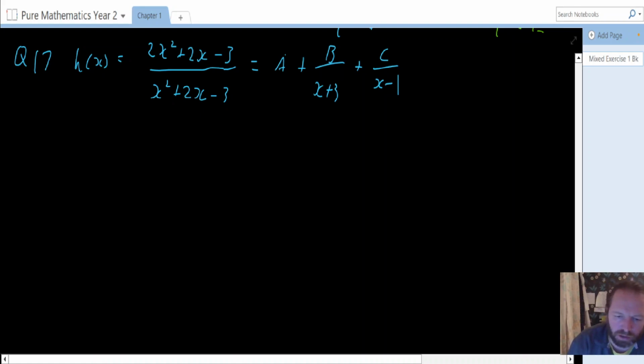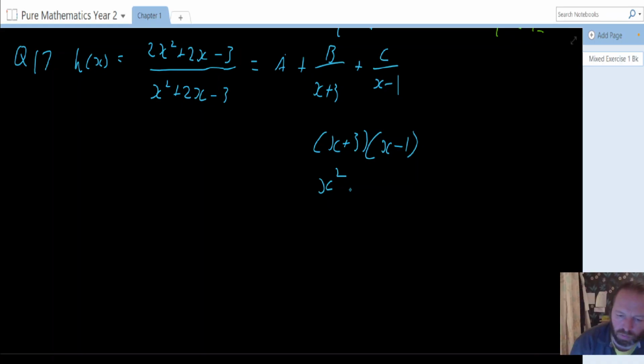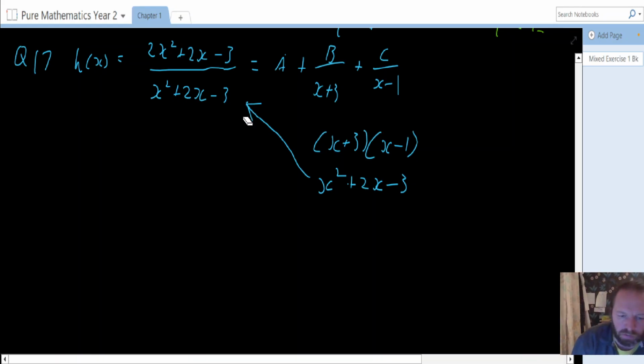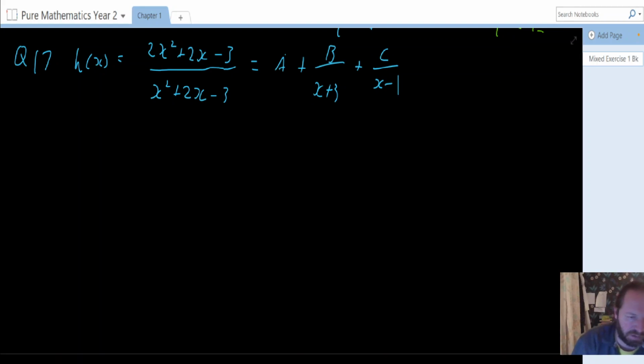the two terms here, x plus 3 and x minus 1, multiply out when you multiply them. Okay, and that gives you x squared plus 2x minus 3, which is the same as the denominator. Okay, so now that we know that's the denominator factorized, what I'm going to do is write everything on the right hand side over x squared plus 2x minus 3.